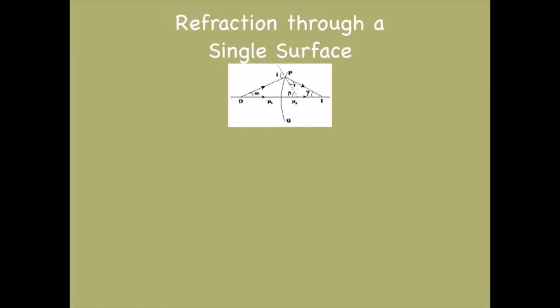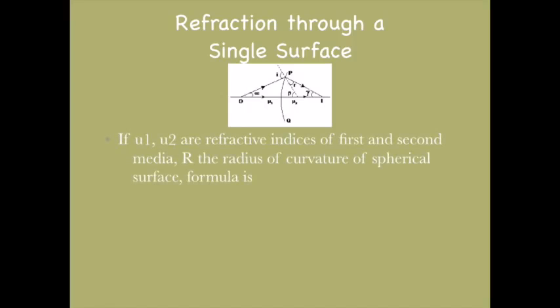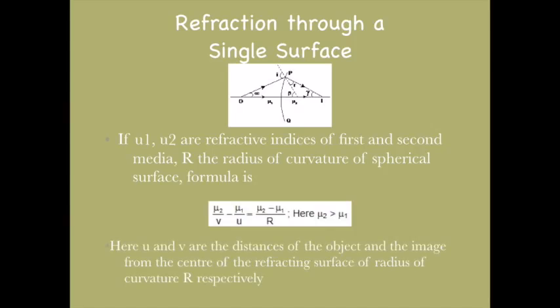So for this diagram, if u1 and u2 are the refractive indices of the first and second media and r is the radius of curvature, then the formula is given by u2 by v minus u2 by u equals u2 minus u1 by r. This is the formula. Here I consider u2 to be greater than u1. Here u and v are the distances of the object and the image from the center of the refracting surface, and r is the radius of curvature. Please note that.